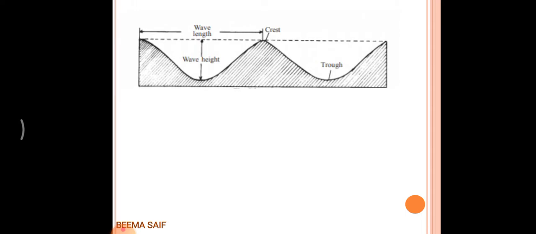Now we are going to learn more about sea waves. Here you can see a graph about sea waves. You can see the summit of the wave, which is called crest, and the bottom part, which is called trough. The distance between two adjacent crests is the wavelength, and you can see the vertical distance between the crest and trough. It is called the wave height.